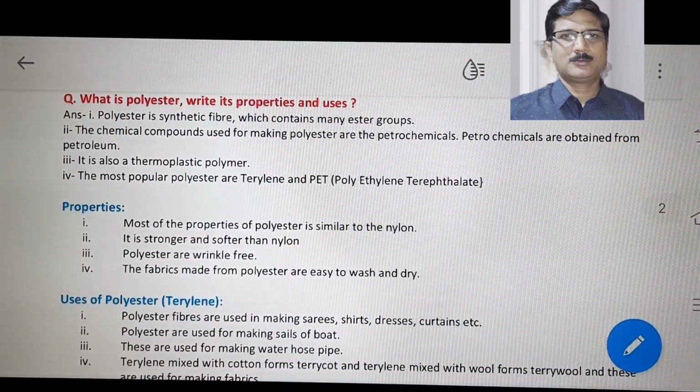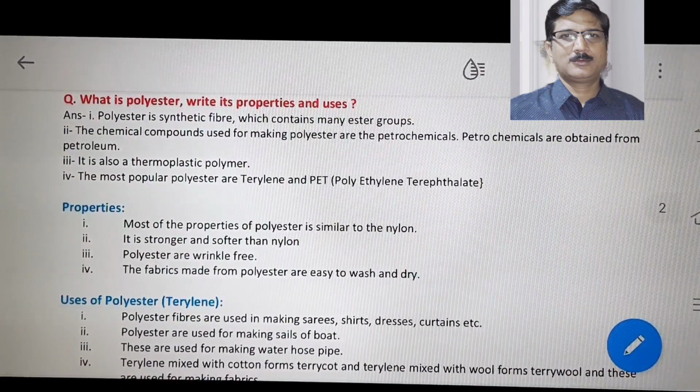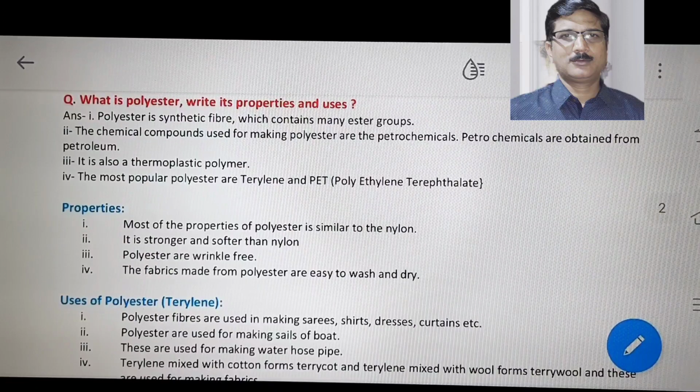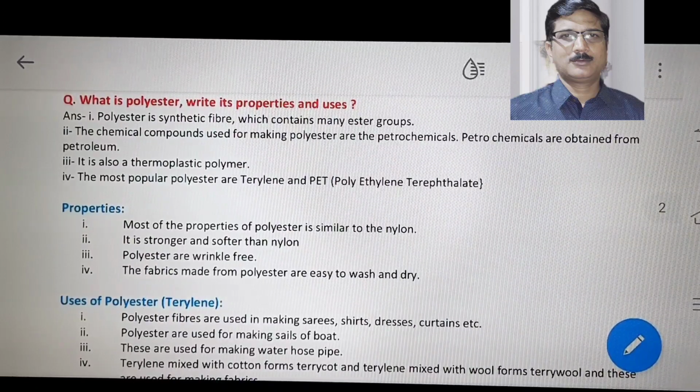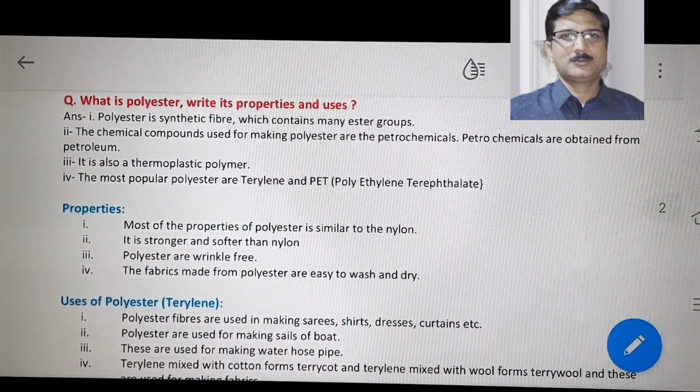And the most common examples of the polyester are terylene and PET. The full form of PET is polyethylene terephthalate. Clear? Yes, students. Now we'll go for the properties of the polyester. So what are the important properties of the polyester? Most of the properties of the polyester are similar to the nylon.